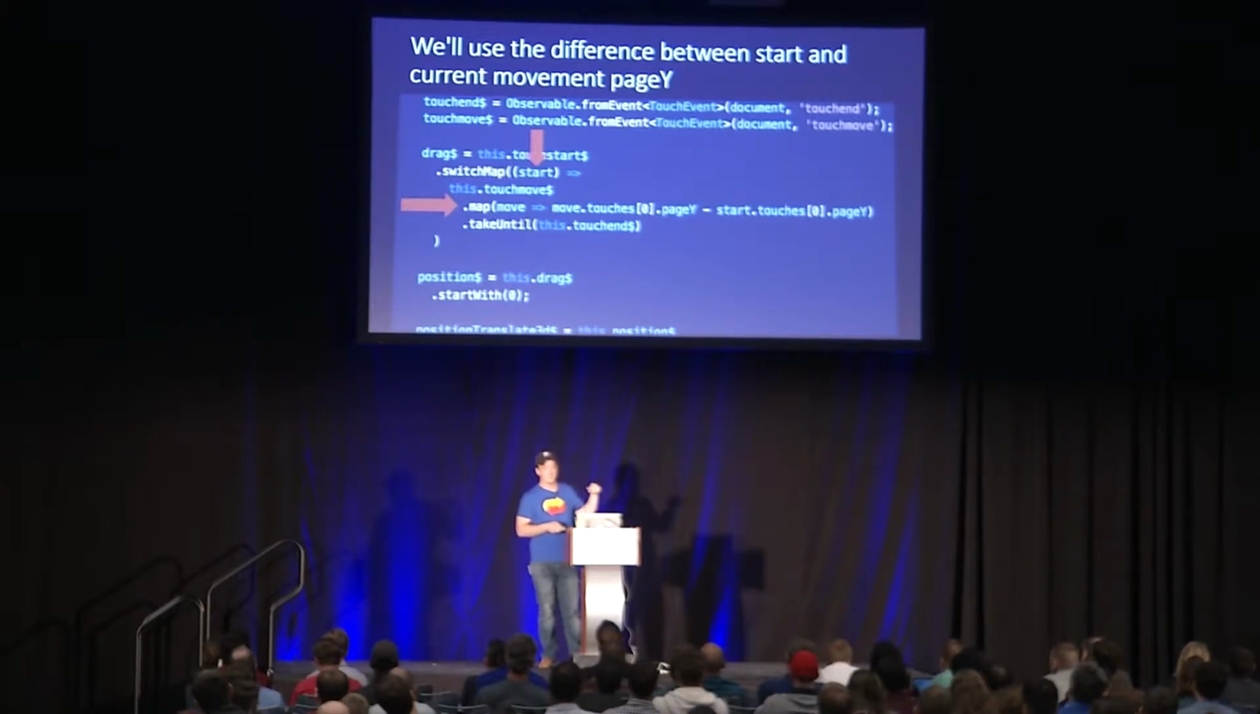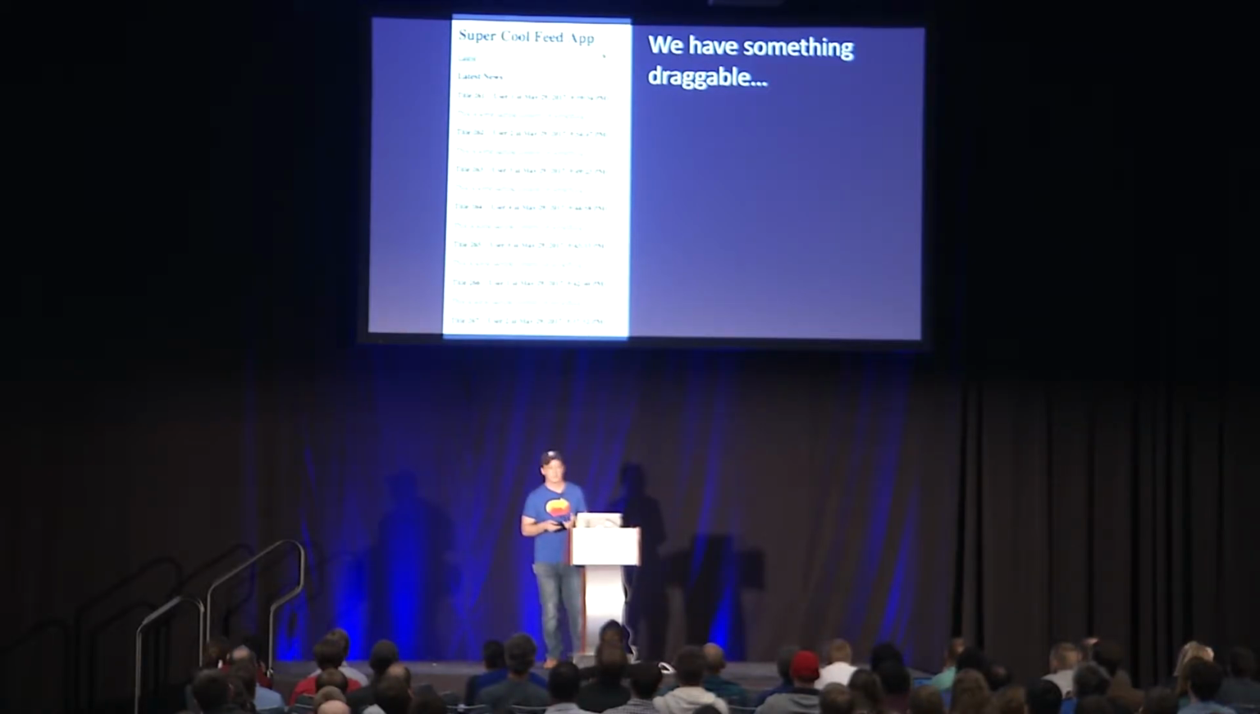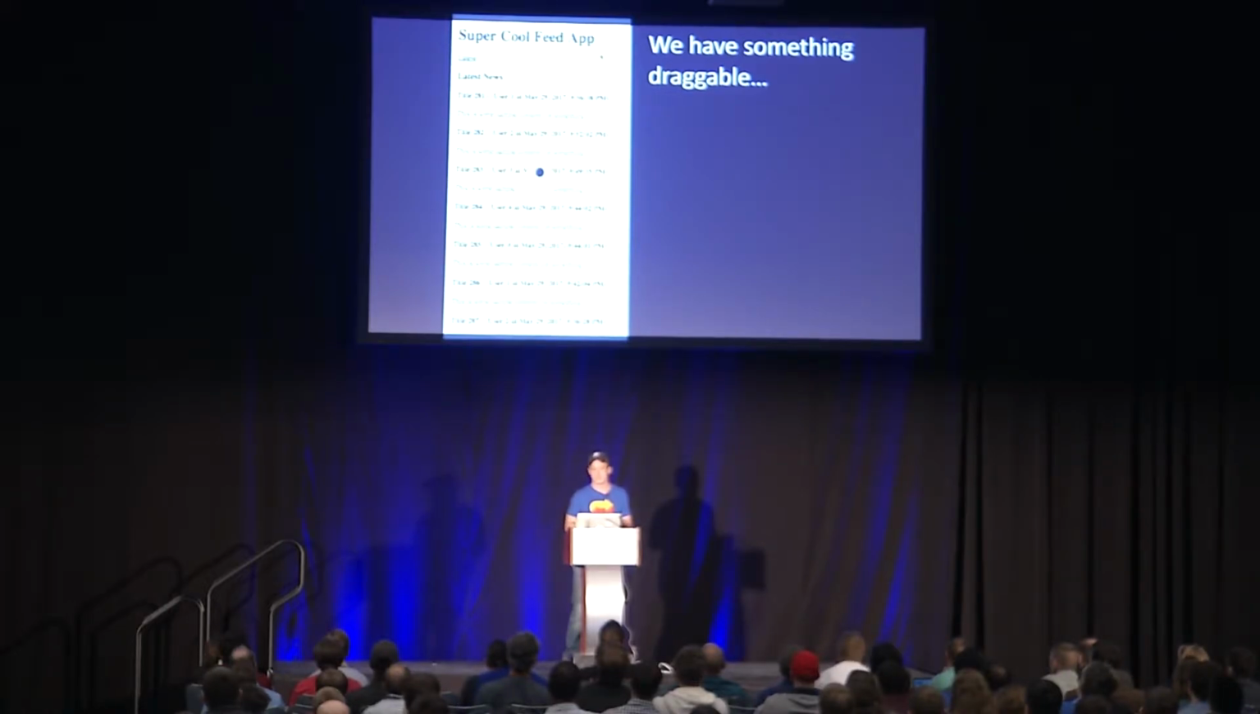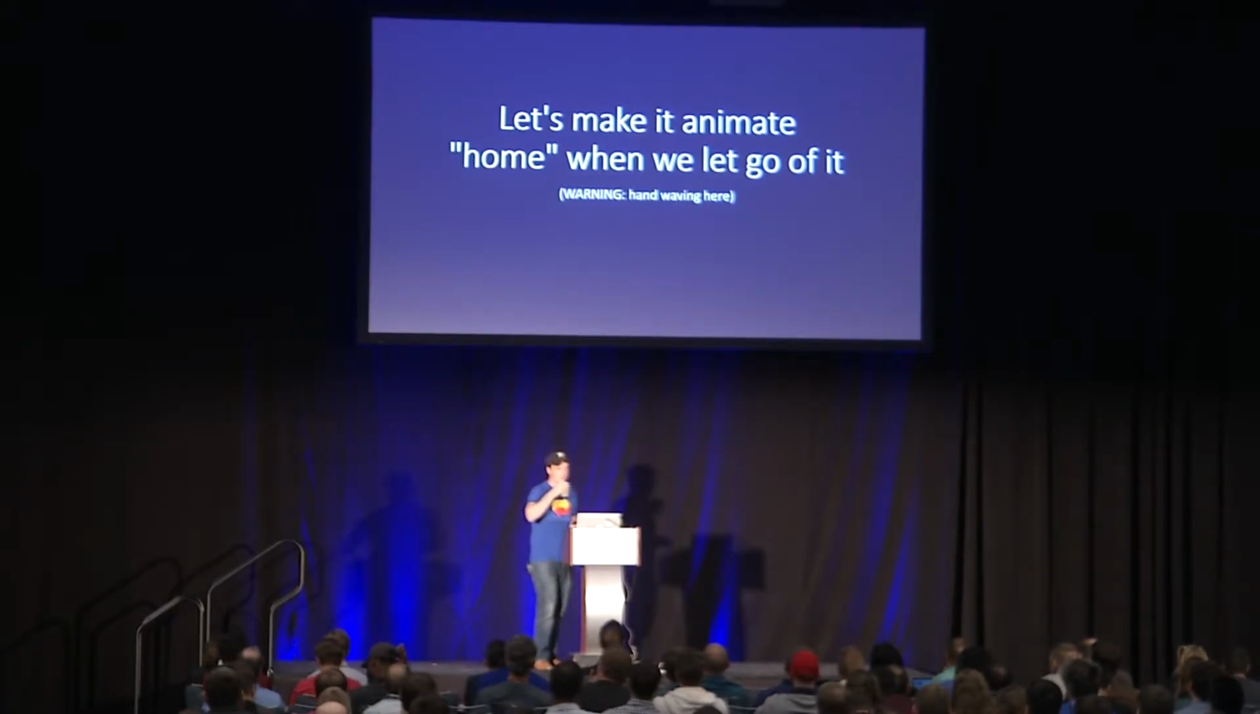But it's feeding into the position. So let's just see what we have in here and see if that's draggable. So right now, you see a mouse cursor there, but this is to mimic touching. You can see it's following the mouse. So we're getting somewhere. It's pretty good. Part of the feature is done, right? But not all of it. So let's move on to the next step. Let's have it animate home back up to the top when we let go of it.